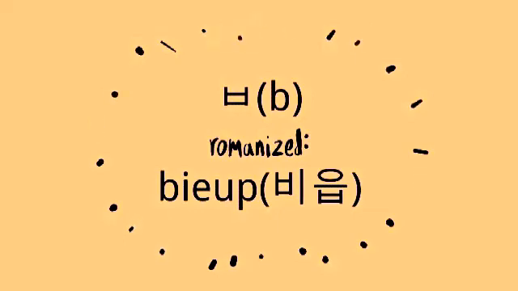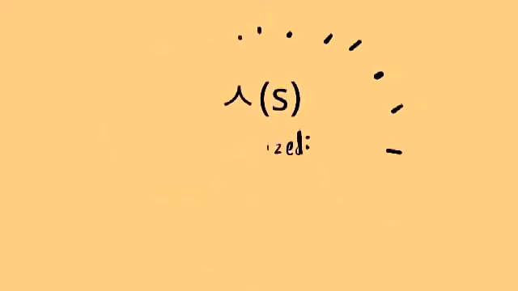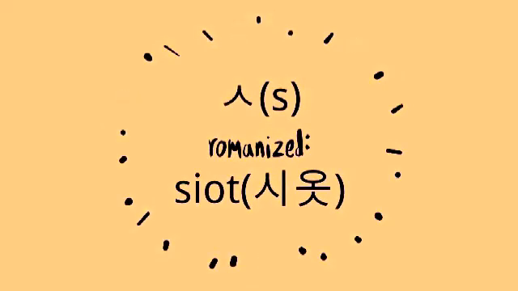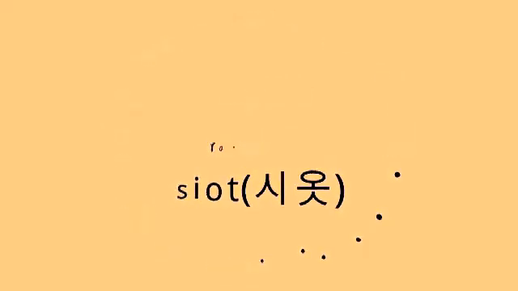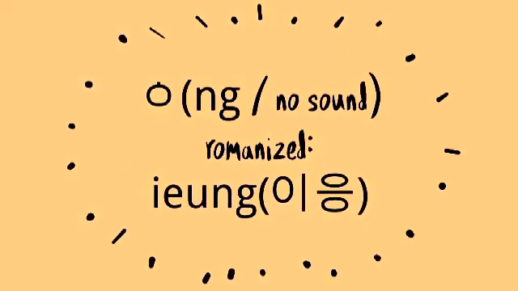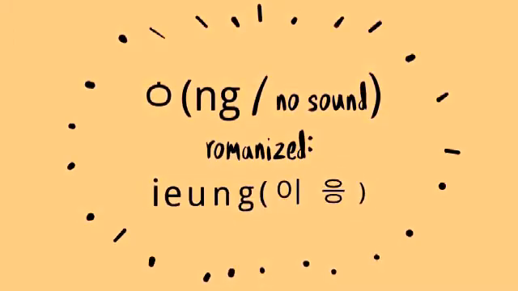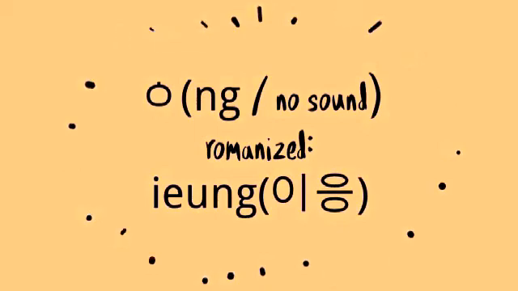Beep. This is similar to letter B of the alphabet. Siot. This is similar to letter S of the alphabet. Ieung. There are cases wherein ieung sounds like the combination of the sounds of ng, and sometimes it has no sound.